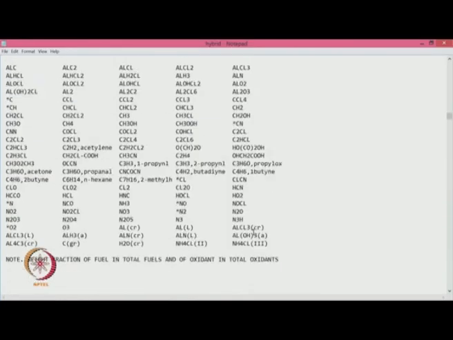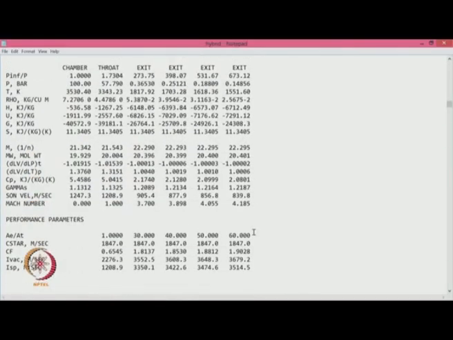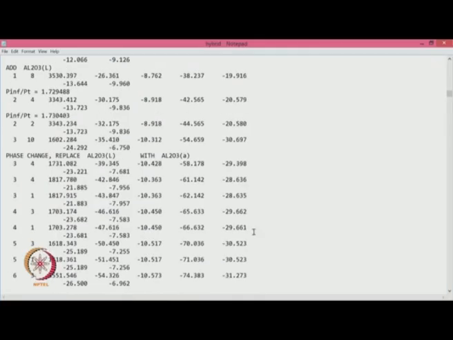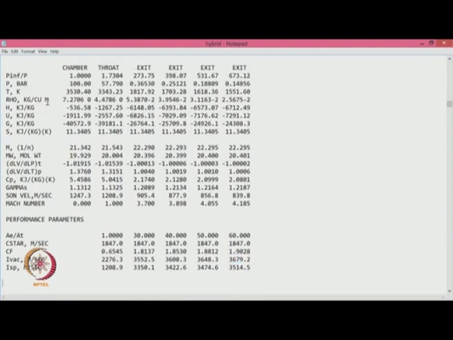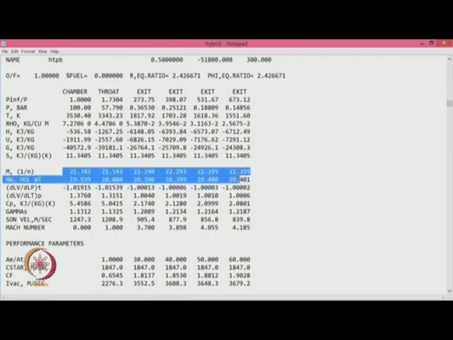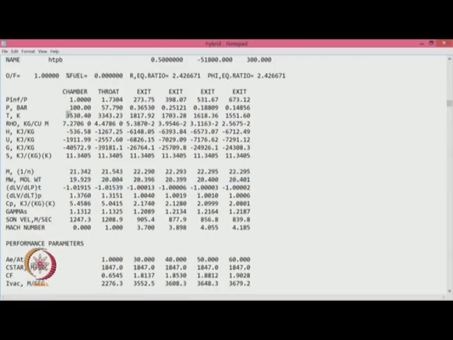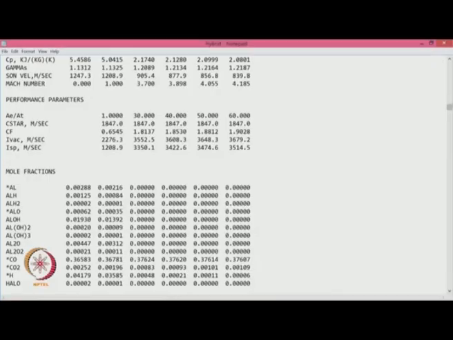And at an O by F of 1, it is 351 and 367 seconds. You see here, as O by F is reduced, the molecular weight is getting reduced and the temperatures are also smaller, but what we are interested in is a combination, and therefore, we end up getting a better performance at this O by F. Okay.